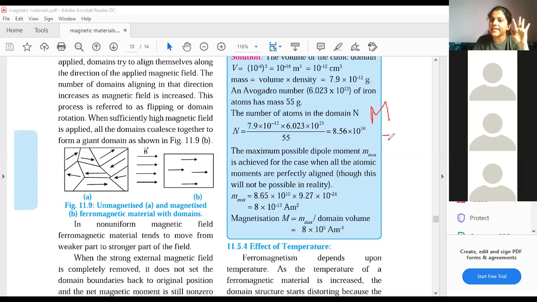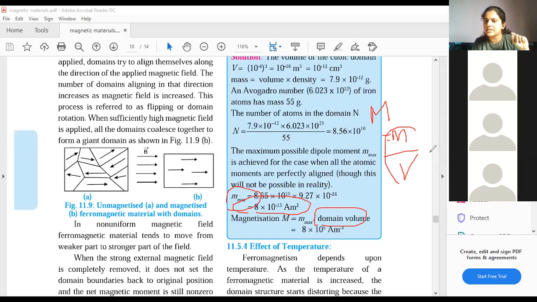So students, magnetization is nothing but net magnetic moment upon volume. So net magnetic moment, or the maximum magnetic moment, means the total magnetic moment. अभी just ढूंढा हमने that upon the domain volume जो start में ही ढूंढा था. So if I put it in this formula, I'll get the value for magnetization.